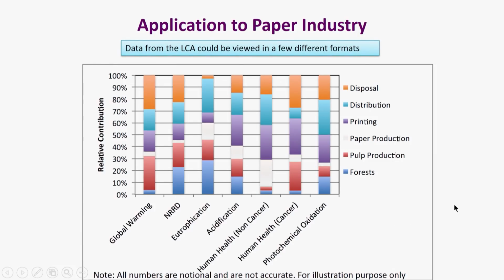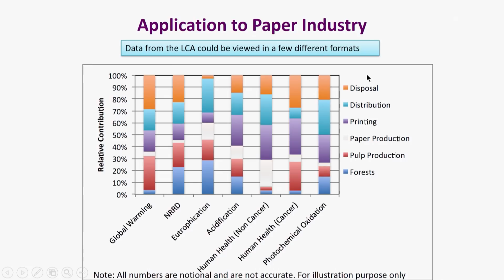So, application to paper industries: data from LCA could be viewed in a few different formats. One format is the following: we have relative contribution from different processes. For example, we have forests, the aspect of raising a forest, the way the trees are grown, then pulp production, paper production. These are different processes. This is again notional, these numbers are not actual, so please take it as an illustrative thing. What I am trying to show is that calculations can be done using LCA to get this kind of data interpretation.